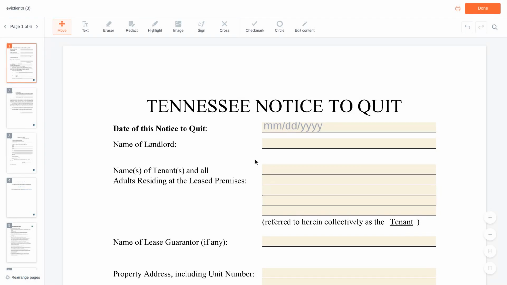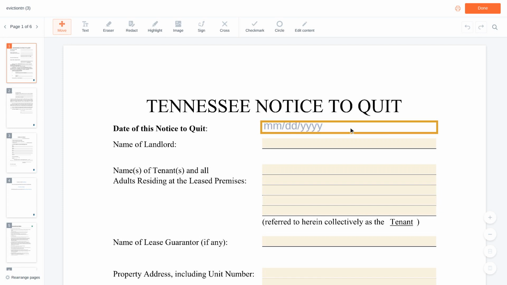Let's fill out the Tennessee Eviction Notice together, the written notice a landlord serves before an eviction case can begin, and check what the state asks of it as we go. Start at the top with the date of this notice. Then the landlord's name, in our example Anna Baker, and the tenant's, here Ben Carter.